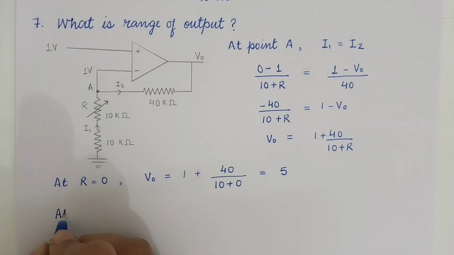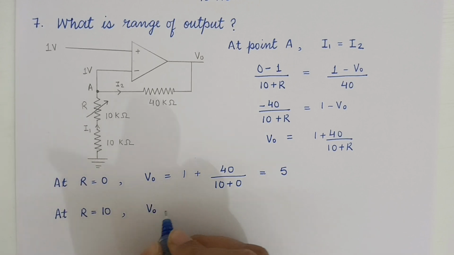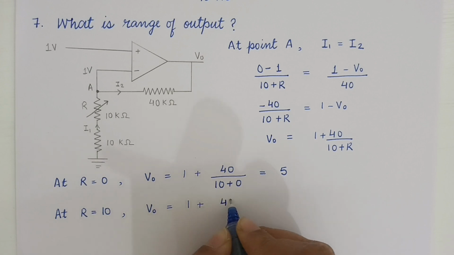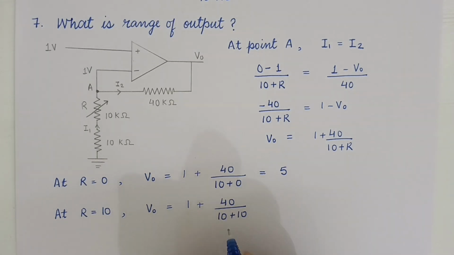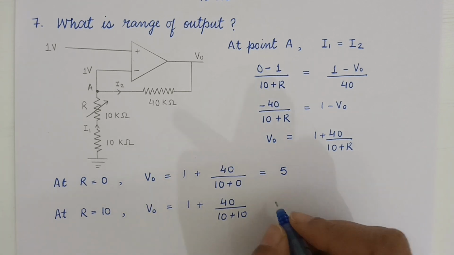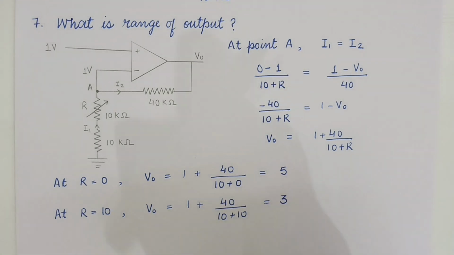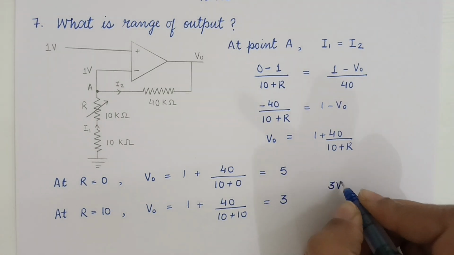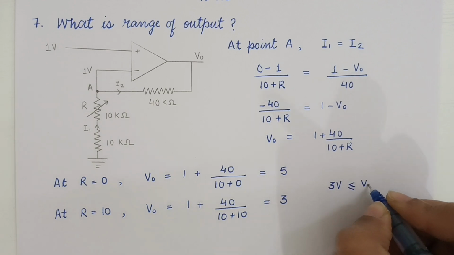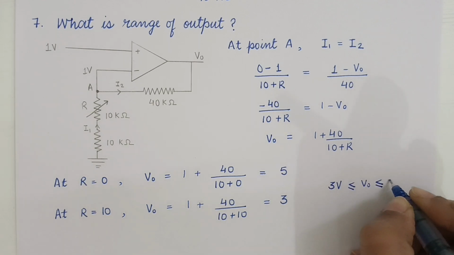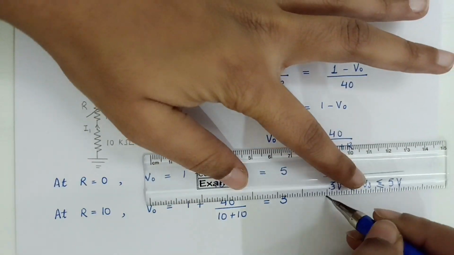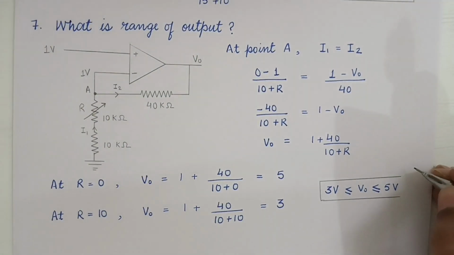And if we take R is equals to 10, then V naught is equals to 1 plus 40 divided by 10 plus 10, that is 20. 40 divided by 20 is 2. So 1 plus 2 is 3. So this is the range of the output. So we can write it as 3 volt to 5 volt. So here we get the range of the output voltage, that is 3 to 5 volt.